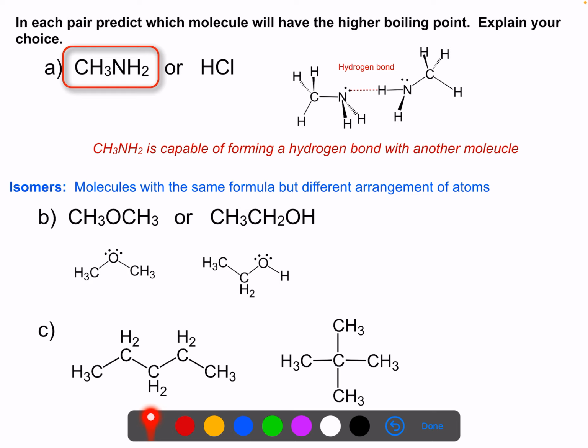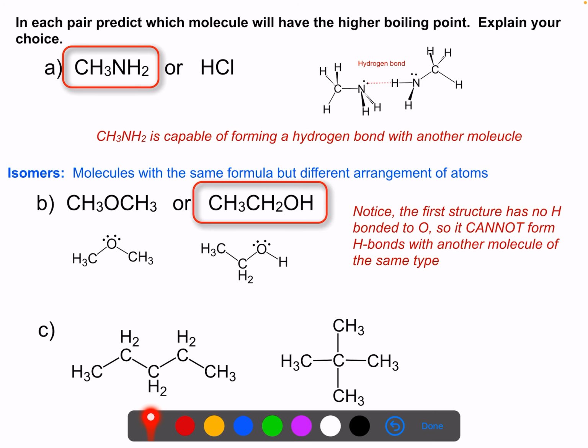And in this case, you should have come up with the fact that CH3CH2OH, ethanol, will have the higher boiling point because ethanol has this OH group, and this group allows us to form hydrogen bonds. In the case of our ether, CH3OCH3, it has lone pairs on oxygen, but there's no hydrogen on an oxygen to form a hydrogen bond with. So this will have the lower boiling point.